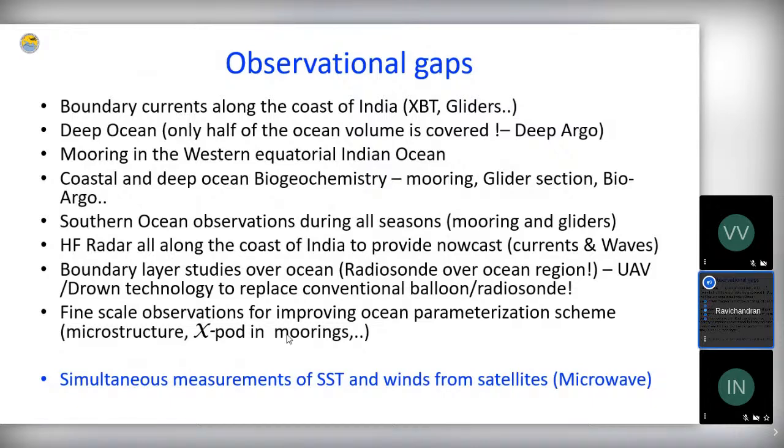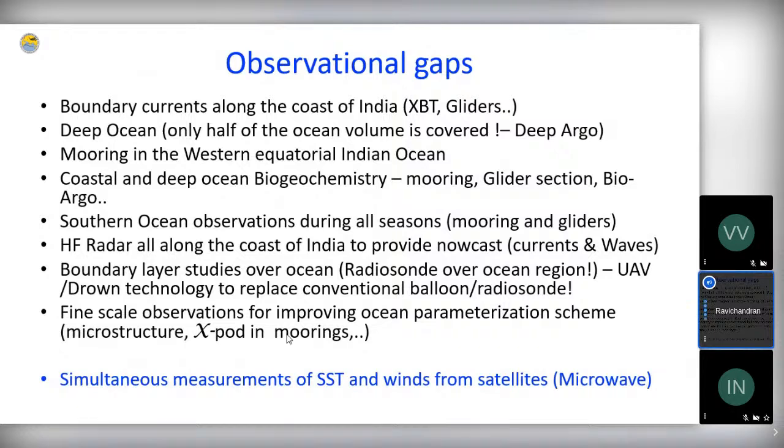However, there are some gaps in the existing observing system. So I have just listed some of the gaps. One is that we have still failed to measure the boundary currents along the coast. Many of the boundary currents we are not able to measure fully. So we need to augment these types of observations, maybe using high density XBT, or we can operate gliders all along the coast and resolve these boundary currents.